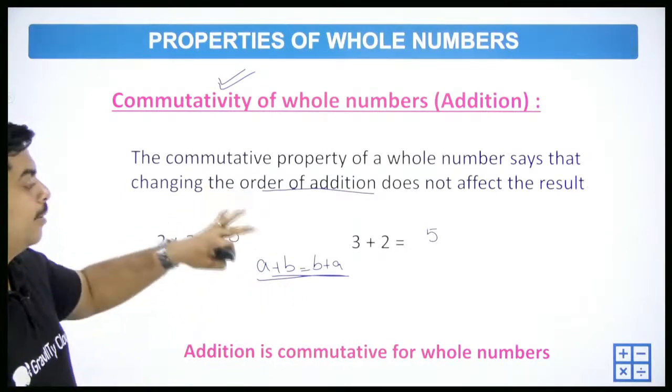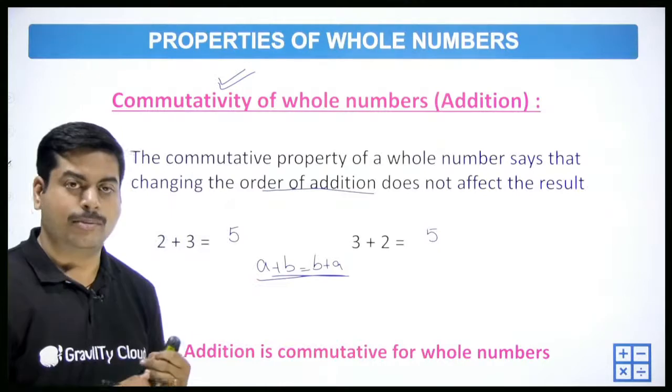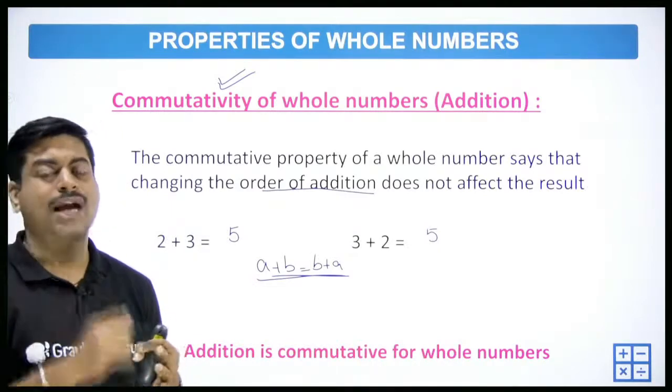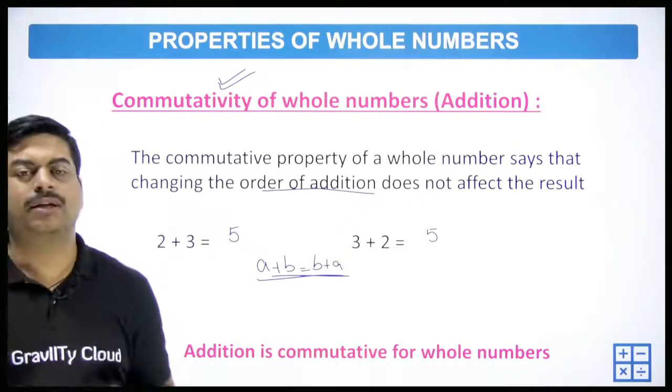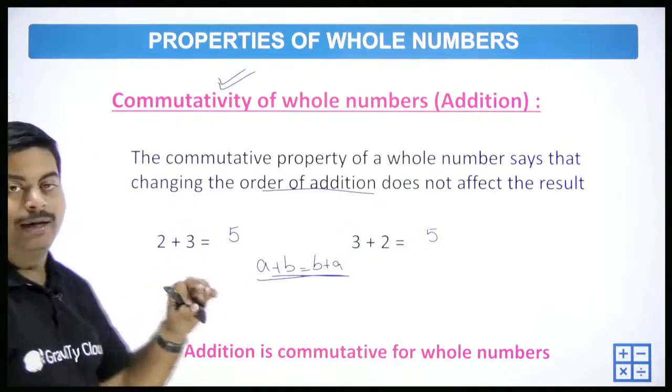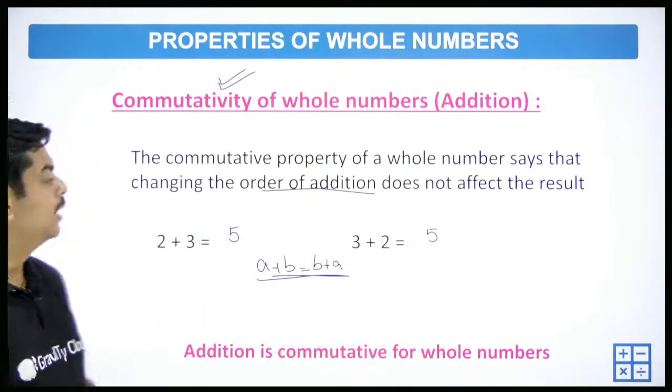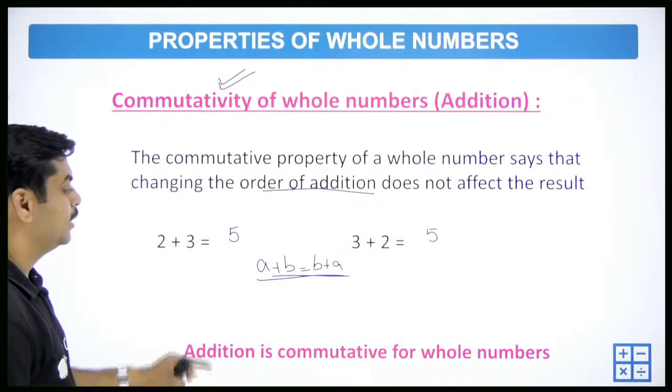Addition. We are talking only about addition. We should also talk about multiplication, and about subtraction and division. Subtraction and division we'll discuss later. But addition and multiplication are very important to learn. Okay, so addition is commutative for whole numbers.